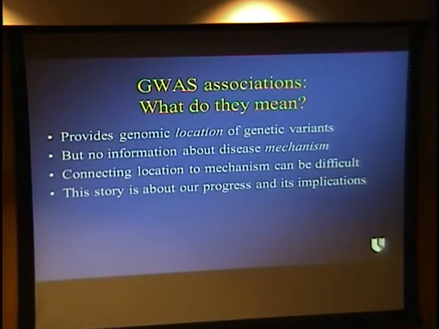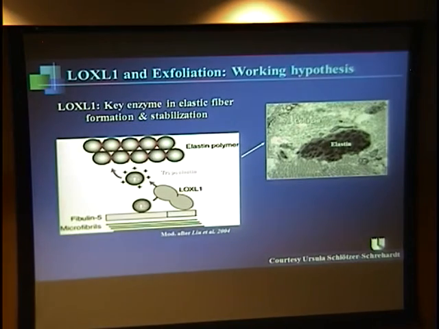But what does a GWAS do? That's a genome-wide association study. Well, it provides a very strong location point for genetic variants, but it does nothing about telling you about a disease mechanism. And so translating this genetic information to what, in fact, has gone wrong is really where most of the work takes place. So what I'm going to talk about is some of our progress and those of others in this journey and what those implications actually are.